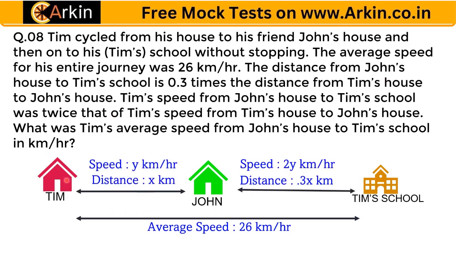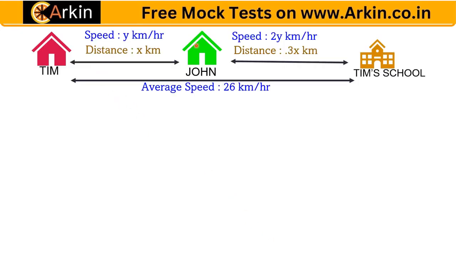It means if this distance is x kilometer, this is 0.3x kilometer. Tim's speed from John's house to Tim's school was twice that of Tim's speed from Tim's house to John's house. That means if this is y km per hour from Tim's house to John's house, then this speed is 2y km per hour. The question is, what was Tim's average journey speed from John's house to Tim's school? From here to here, what is his average speed? We have jotted down all the information and we will start from here.